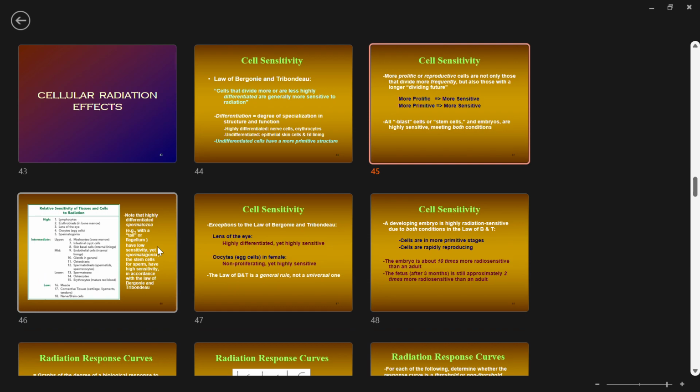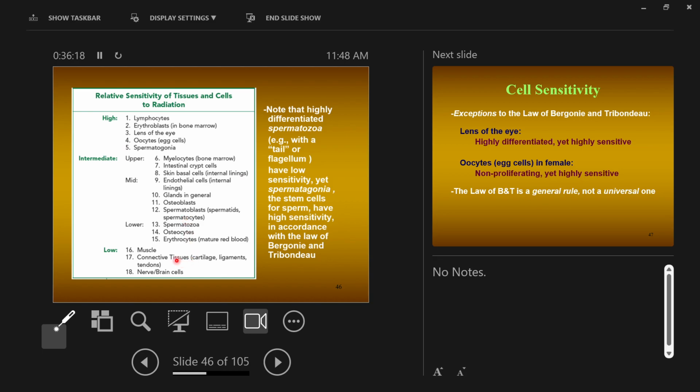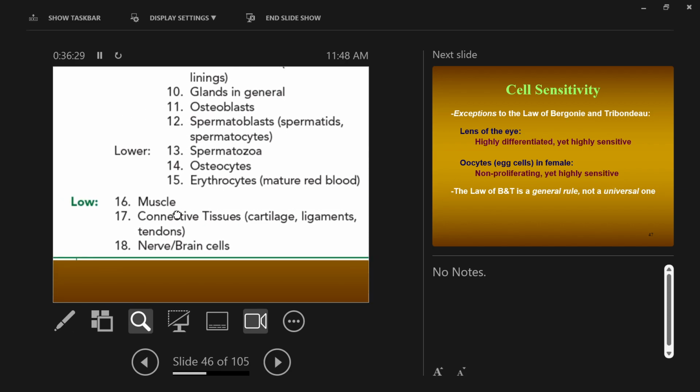Let's look at a few different body cells and see where they fall on this level of sensitivity to radiation. So down at the bottom are the least sensitive cells, and up at the top are the most sensitive cells. Let's zoom in on the bottom. The least sensitive cells of your body include muscles, connective tissue, so cartilage, ligaments, tendons, nerve and brain cells. All of those are very specialized, and their rate of mitosis is low. Okay? And those are the two things that make something resistant, right? Low rate of mitosis, don't divide frequently, and they're very specialized.